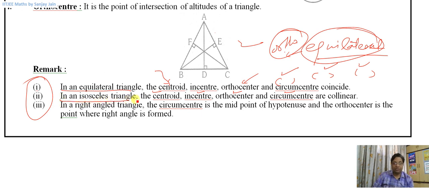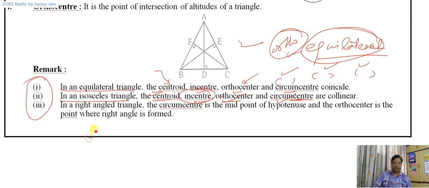In an isosceles triangle, the centroid, orthocenter and circumcenter are collinear. Anyways, centroid, orthocenter and circumcenter are collinear, right? But in an isosceles triangle, the incenter also falls on the line joining the centroid, orthocenter and circumcenter.